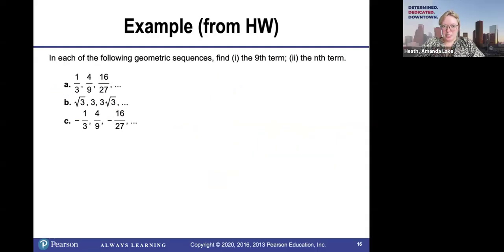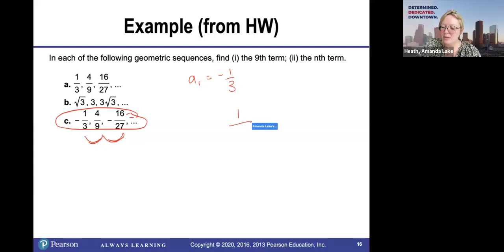If we look at geometric sequences instead, let's take a look at part C here. We need to find the 9th term and the nth term in this situation. Here, our original term is -1/3. And so we have to figure out what's happening between each of these terms. How do we get from -1/3 to 4/9? To get to 4/9, we're multiplying -1/3 times something.